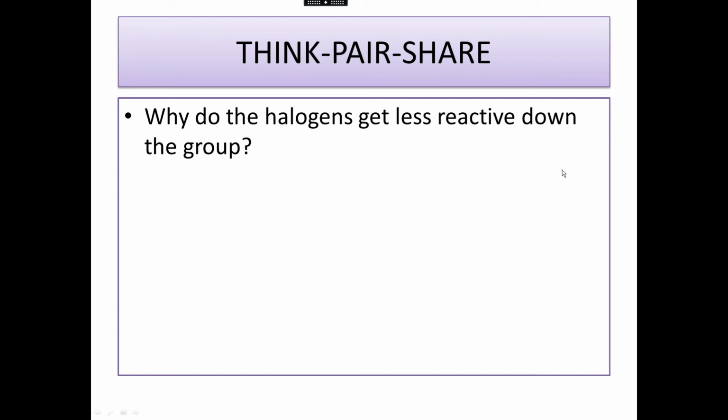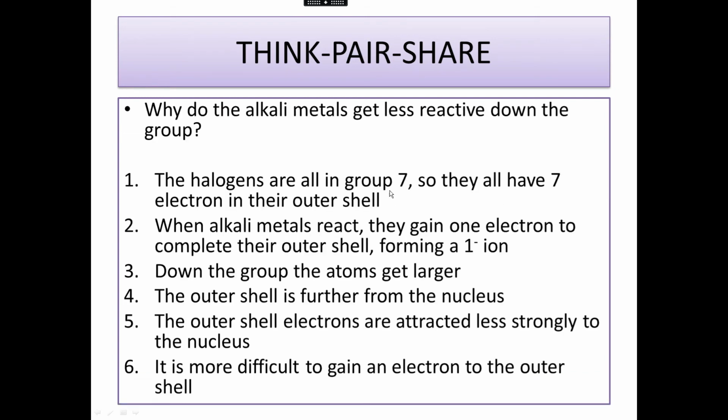Okay, let's have a look at what I said for my answer. The halogens are in group 7. They have 7 electrons in their outer shell. When the halogens react, they gain an electron, forming a 1- ion. Down a group, the atoms get larger, the outer orbit is further from the nucleus, so the outer electrons are attracted less strongly. It's more difficult to gain an electron to the outer shell when the atoms are larger, further down the group. Okay, comparing it to group 0.